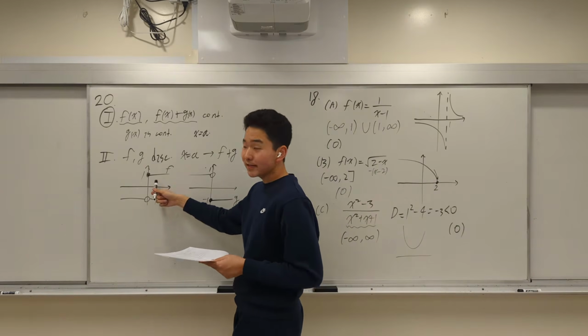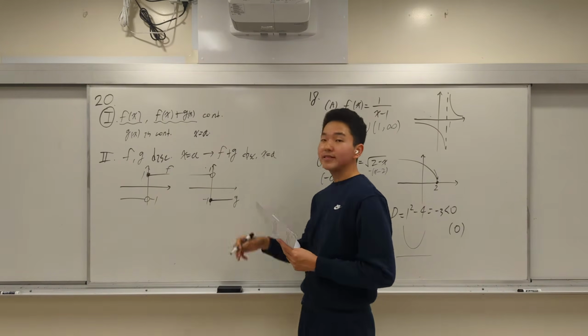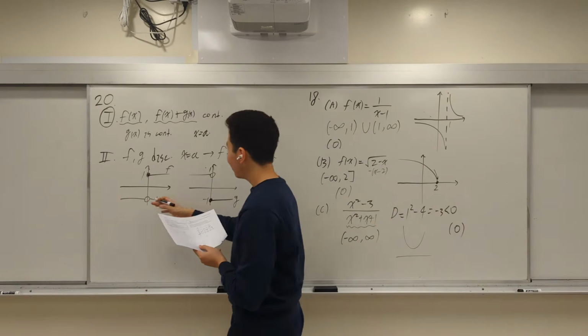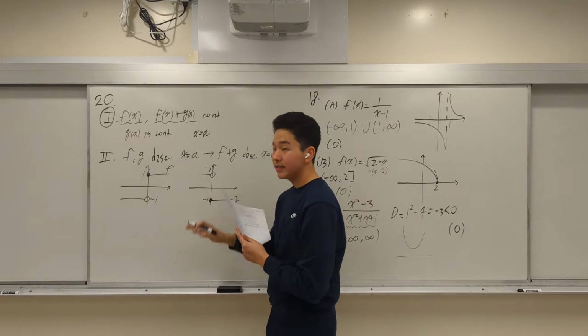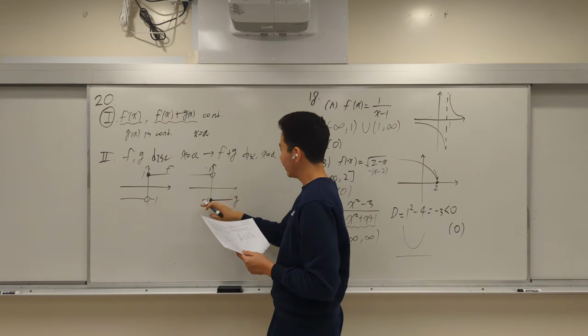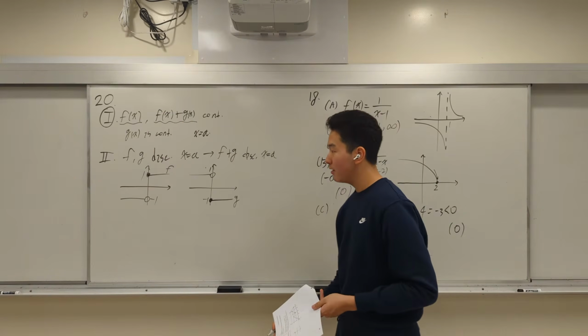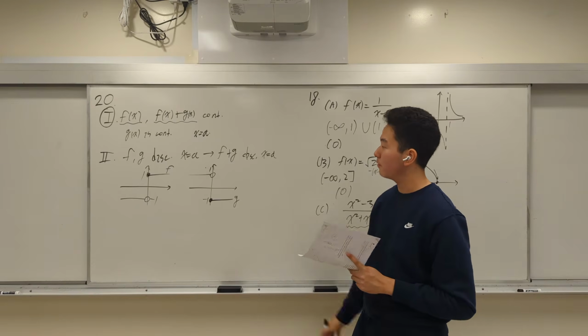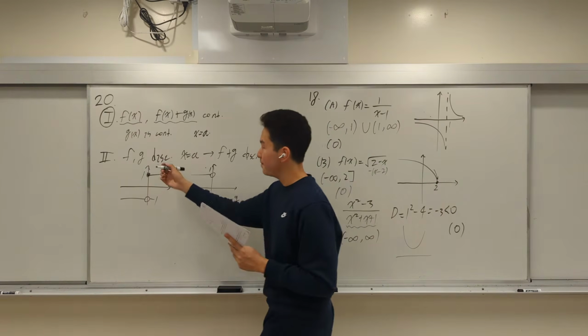F of x is obviously discontinuous at x equals 0. G of x is also discontinuous at x equals 0. But if we add them, look at the left-hand limit. -1 plus 1 is 0. 1 plus -1 is 0, so that's the function value. And the right-hand limit, -1 plus 1, is also 0. Which means that f plus g is continuous at x equals 0, which invalidates this claim, okay?